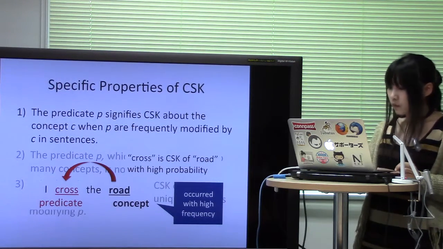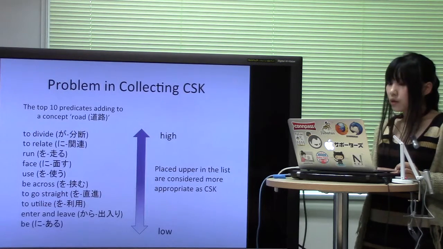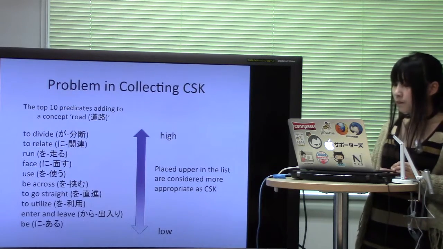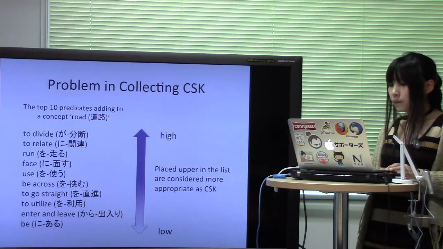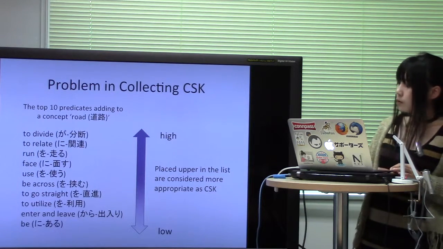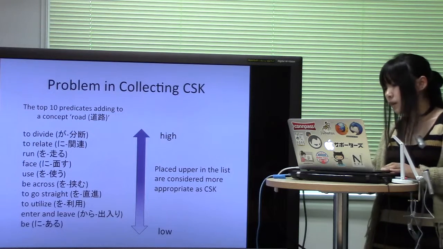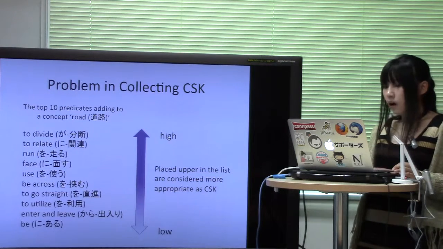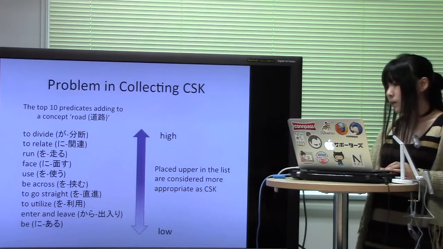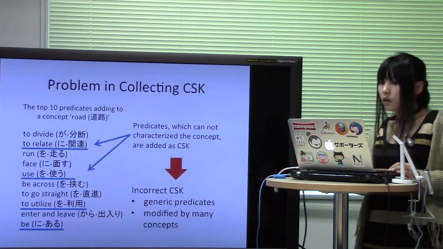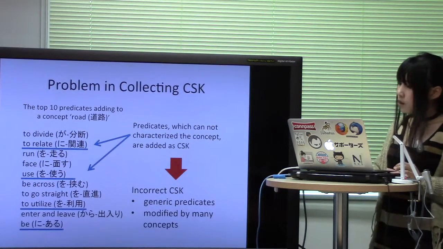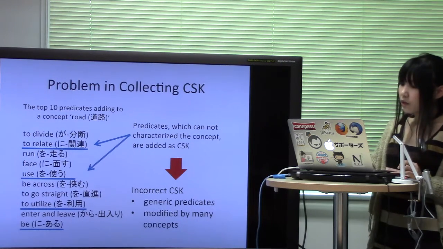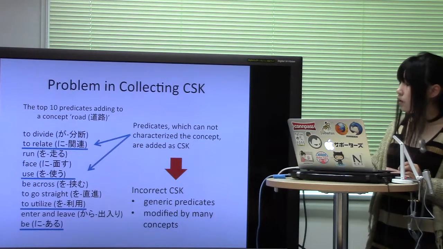On the basis of this hypothesis, we sorted predicates based on the number of times they were modified by the concept. The list shows the top 10 predicates added to the concept road. The predicates placed higher in the list are considered more appropriate as common sense knowledge. However, when we think along the basis of this hypothesis, some predicates which cannot characterize the concepts are added as common sense knowledge. Such predicates are generic predicates and are modified by many concepts.